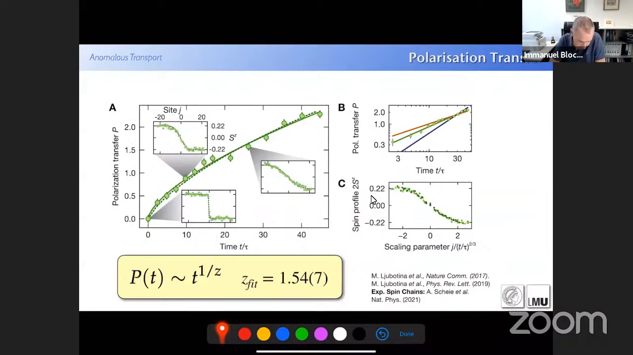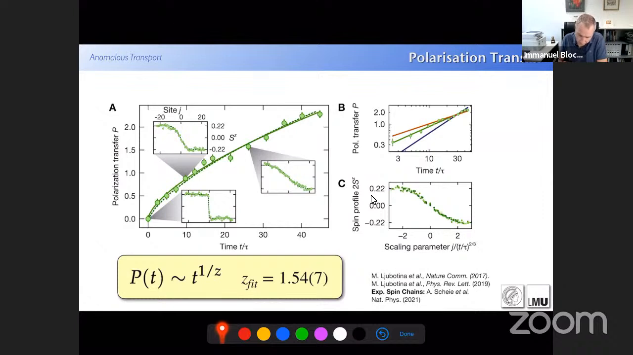So the first thing we measure is polarization transfer. We see the spins that are moved from left to right, so I can just measure how many spins have been transferred as a function of time. And that number, the polarization transfer, should scale like t to the 1/z, with z being the dynamical exponent 3/2. Here's the data. Here are these spin profiles at different evolution times. And if we measure the polarization transfer and fit it with an exponent, we get an exponent of 1.54 with an error of 7. So actually quite good agreement with this 3/2.